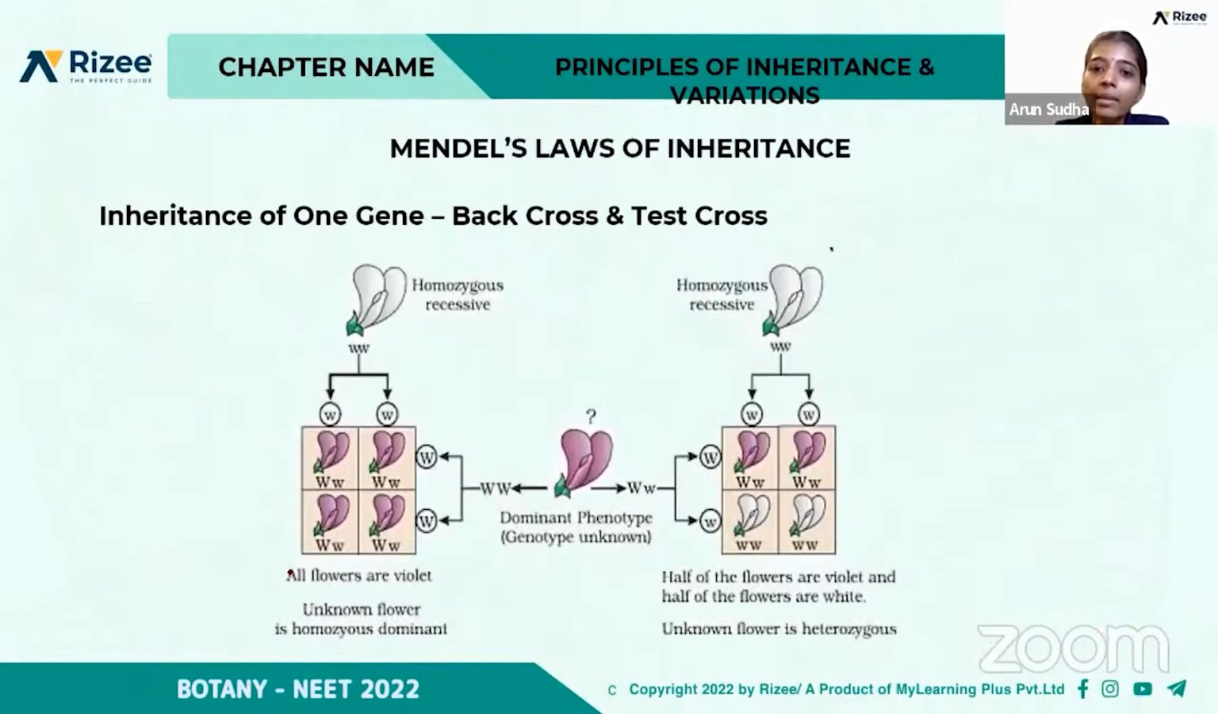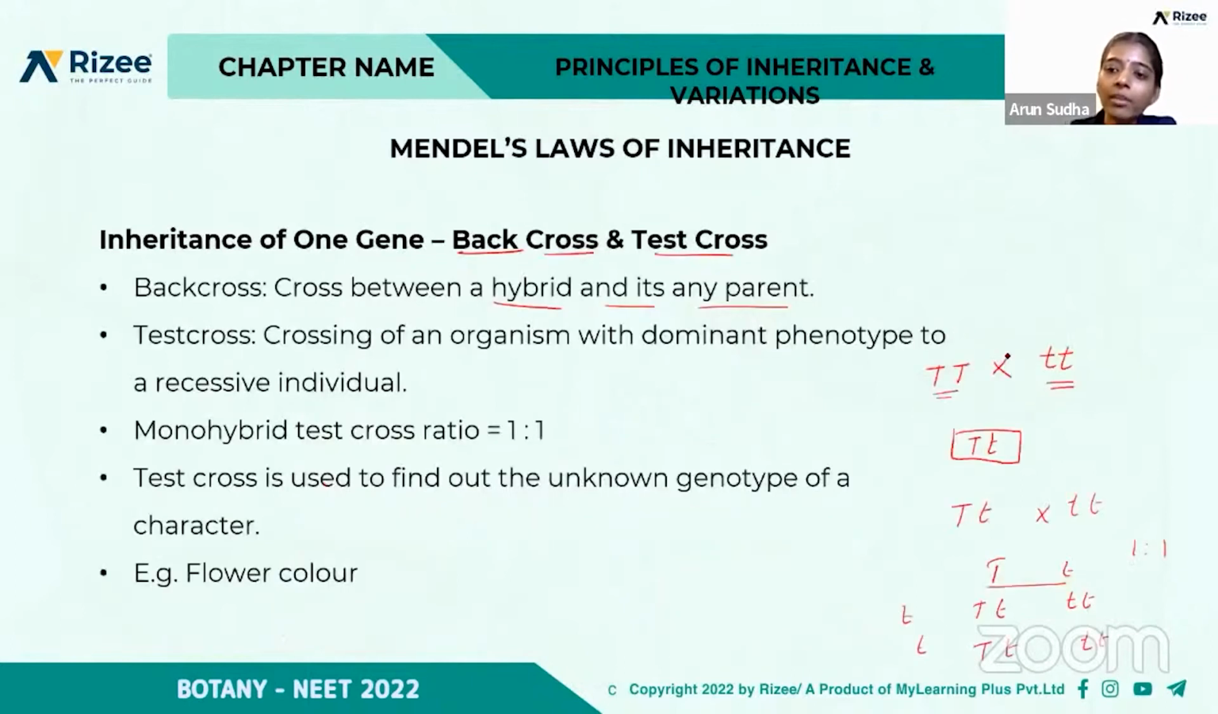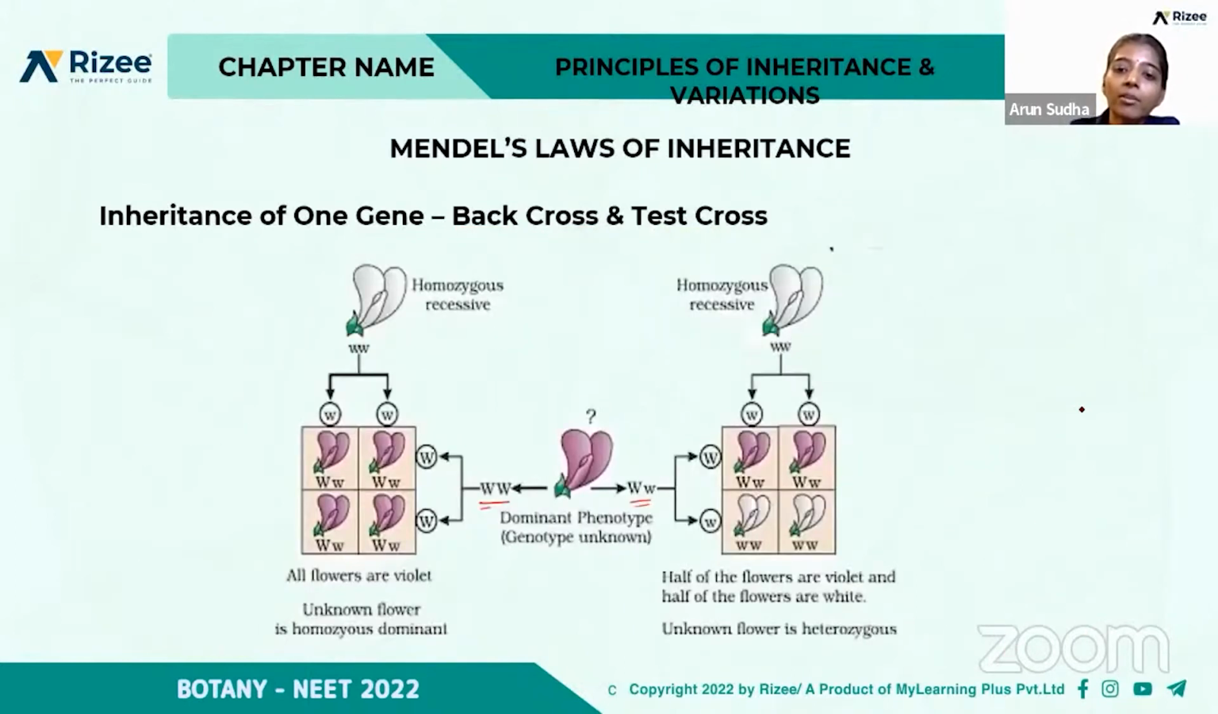So here we are taking the homozygous recessive, that is ww. This is a recessive, and we are not sure about the genotype of this other parent, right? So it may be either WW or it may be heterozygous. The same thing we saw in the previous slide, where we took the example of tall and dwarf. Here they took the example of violet flower, which is the dominant character, and white, which is the recessive character. If it is a homozygous type, then all the flowers are violet. If it is a heterozygous type, half of the flowers are violet and half of the flowers are white.